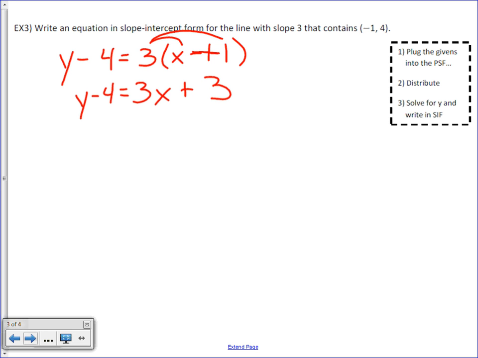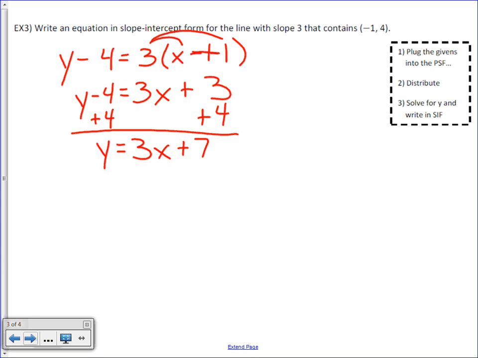From here, what I want to do is get y by itself, so I'm going to add 4 to both sides. That then gives me, on the left-hand side, all I have is y equals 3x plus 7. And I put my equation in slope-intercept form. Now, some equations are not going to ask for slope-intercept. They may just ask for point-slope, and you're actually done with the very first step. However, some equations are going to ask for slope-intercept, and this is one other way to get it.